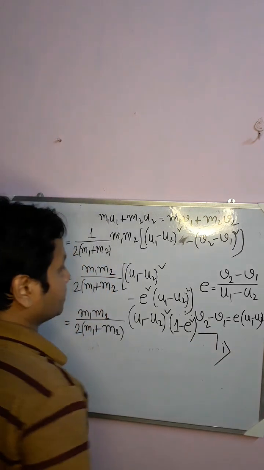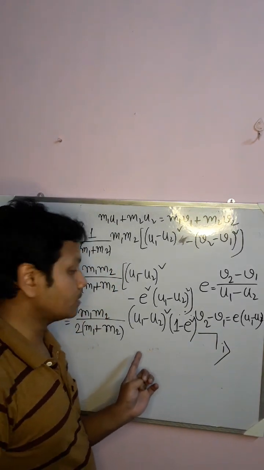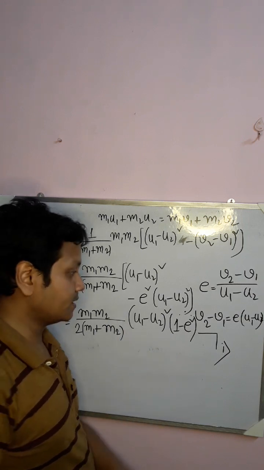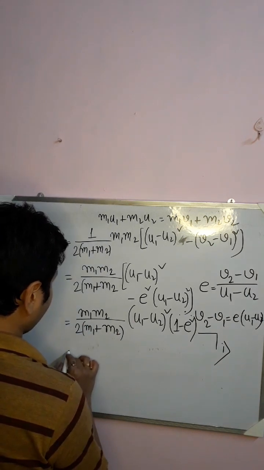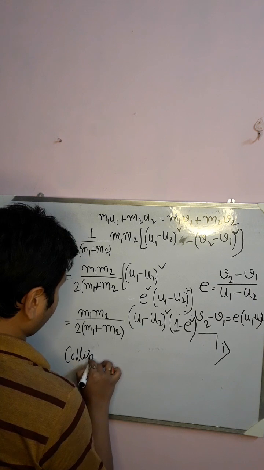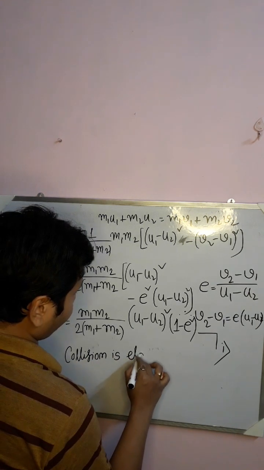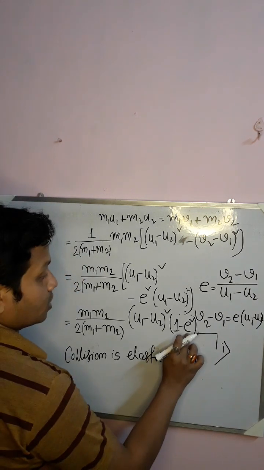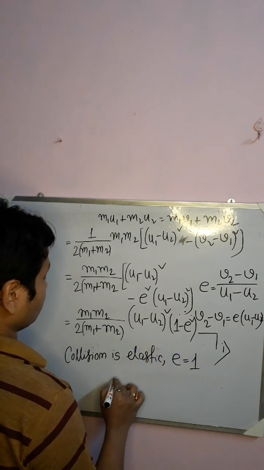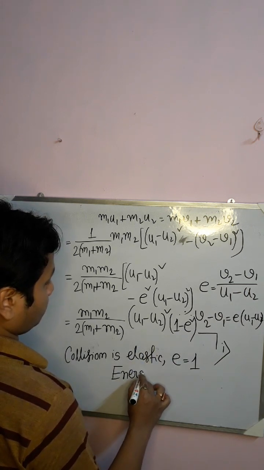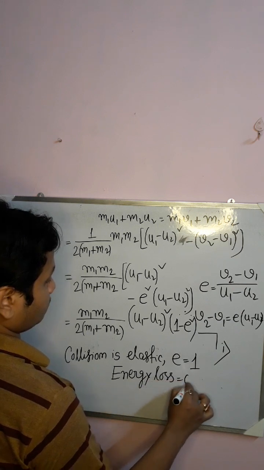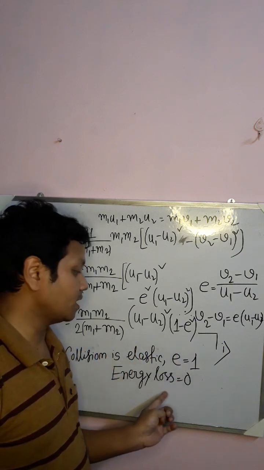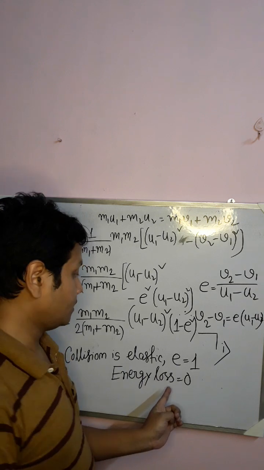So this is the general expression of energy loss. Now let us take the special cases. If the collision is elastic, we can write e equals 1. So if we put e equals 1, that means the energy loss is 0. As I told earlier, in elastic collision the energy remains conserved, so there is no loss of energy. So this is the answer.